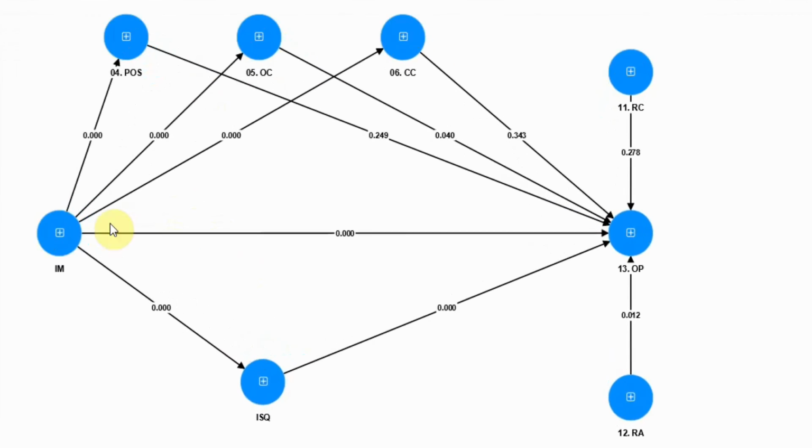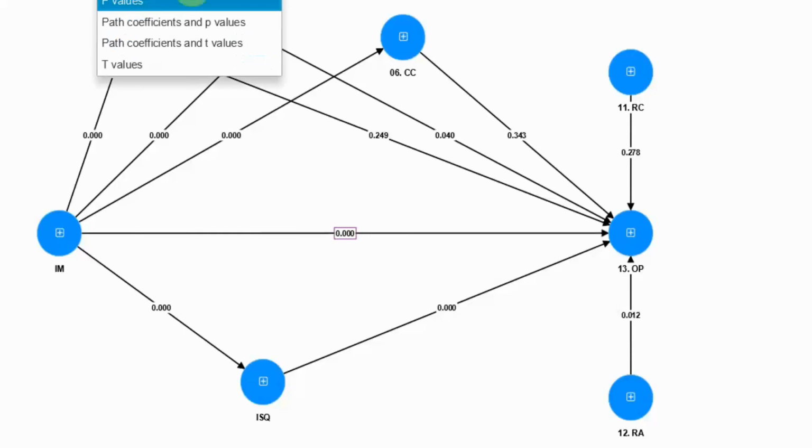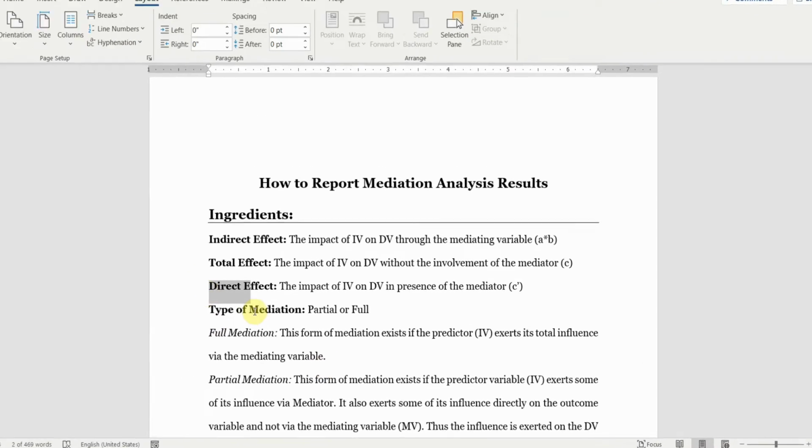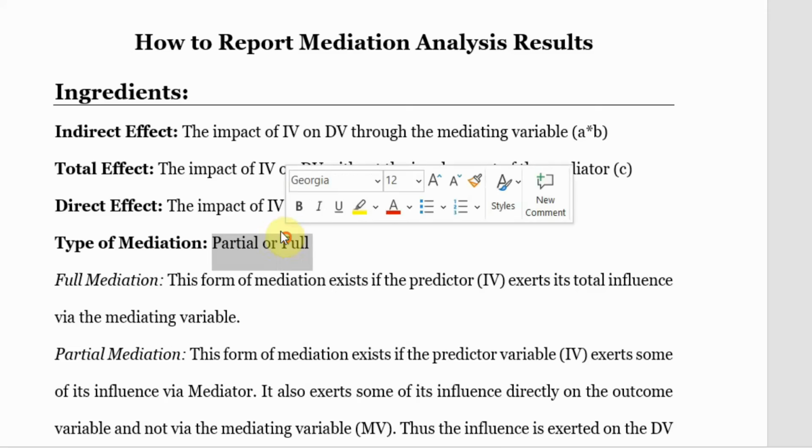Now this model here and this effect here, this is the direct effect. Why? Because you have got mediators present in the model. Now the sum of this direct effect and the effect that is passing through these mediators will be your total effect. And we need to know whether it's partial or full mediation.